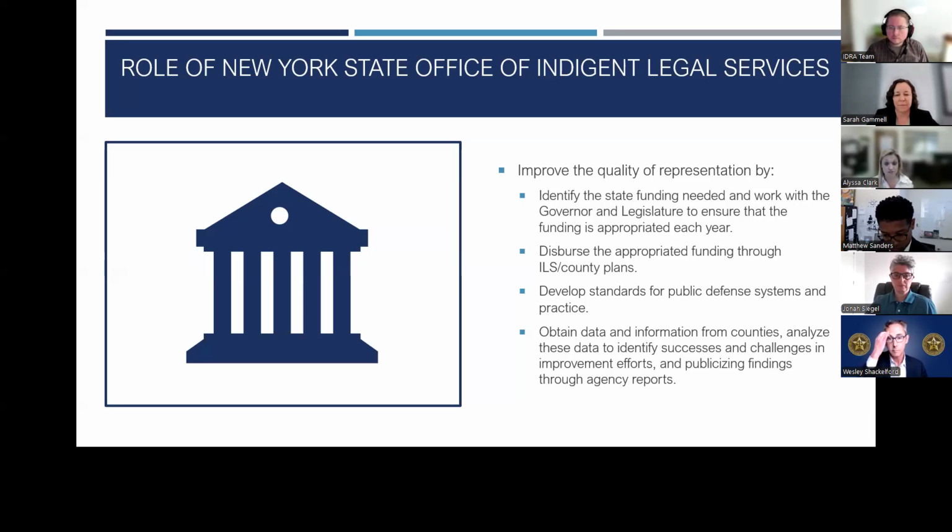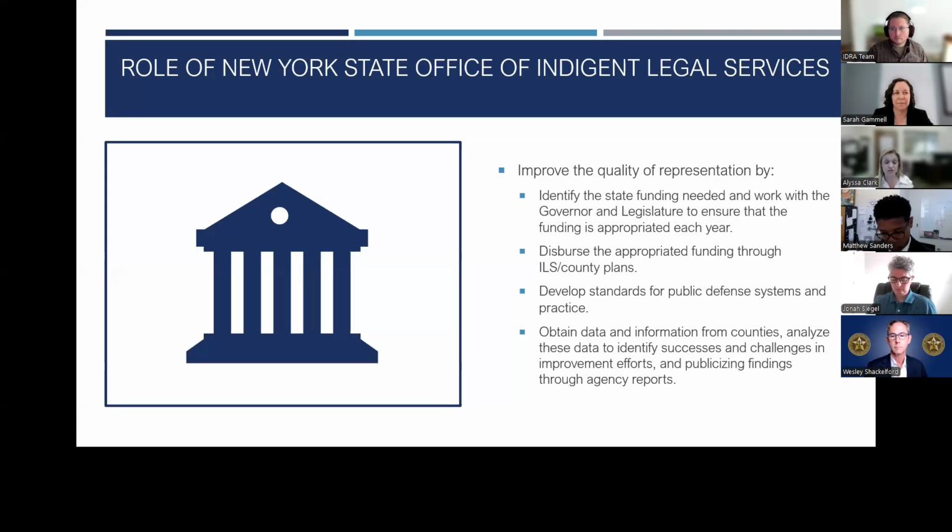We also develop standards. So we have assigned counsel standards, public defender office standards, caseload standards, quality standards, conflict defender standards. There's many standards. And then after that, we obtain data and information from counties. And then my team, the research team, we analyze the data to identify what is working, what's not. And then we work with the attorneys in our office to say, okay, this is working. So how can we make this happen in other places?